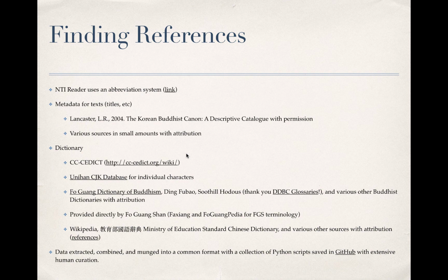Then the dictionary: the most important source is the CC-CEDICT, which kind of forms a base. Also the characters from the Unihan database, the Foguangshan Dictionary of Buddhism, Ding Fubao Dictionary of Buddhism, Suttacentral, and other Buddhist dictionaries. Some terms are provided directly from Foguangshan, including the Foguangpedia for Foguangshan terminology, Wikipedia, especially for things like place names and modern terms, and then the MOE Dict, or the Ministry of Education Standard Chinese Dictionary, and other Chinese to English resources.